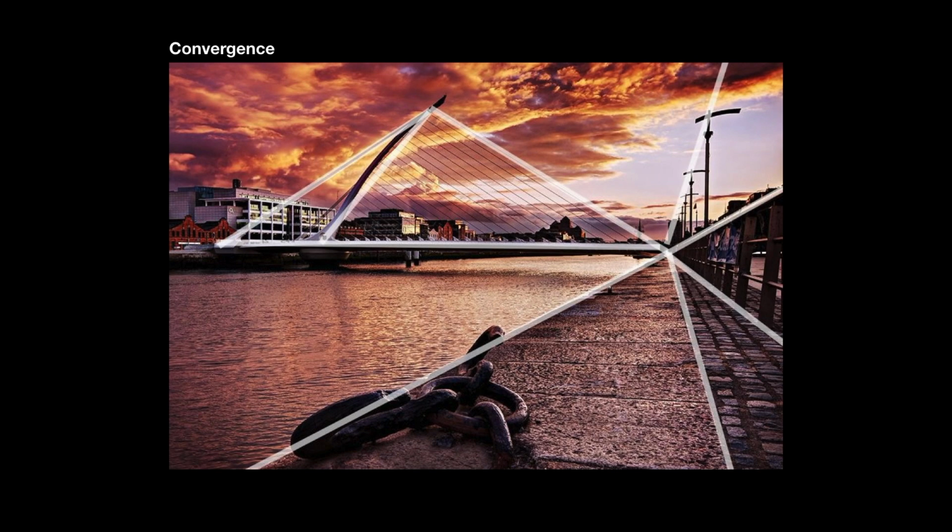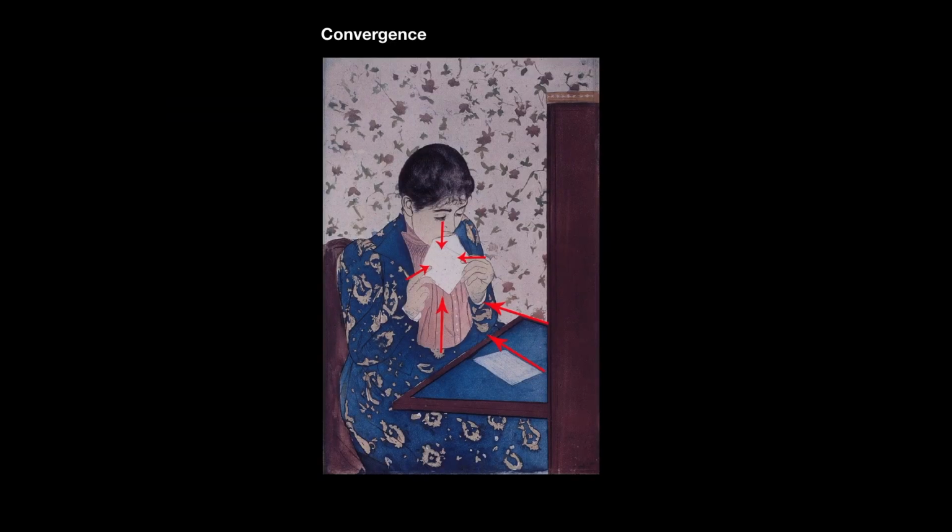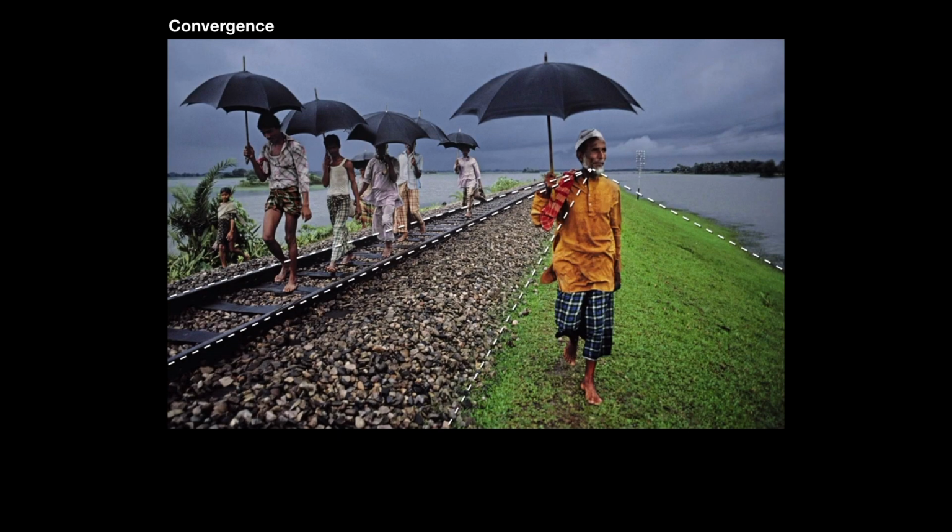Just to highlight the example here, convergence: these are the lines that are all converging into what could be a focal area. Here we see the envelope being this focal area through convergence. We can see the fingers, her gaze looking down, the lines on the table from the paper, all are converging on this envelope. Here we can see the convergence of the railroad tracks and the grass and the shoreline all converging onto the man's head there.